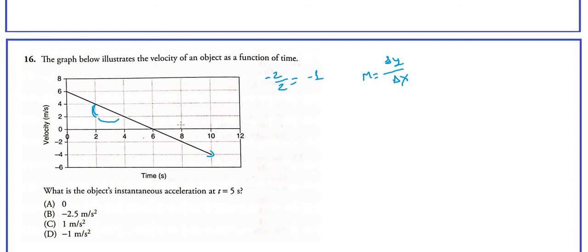Now at point 5, since this is linear and the slope is the same at every point, at t equals 5 it's going to be still the same. So negative 1 is the answer, because it's a linear line.